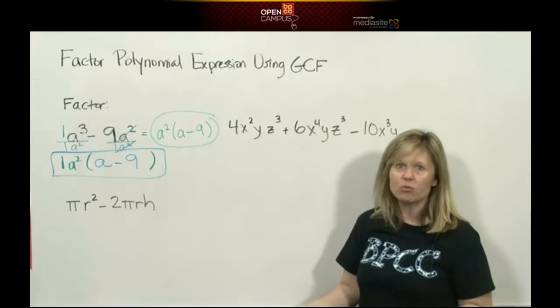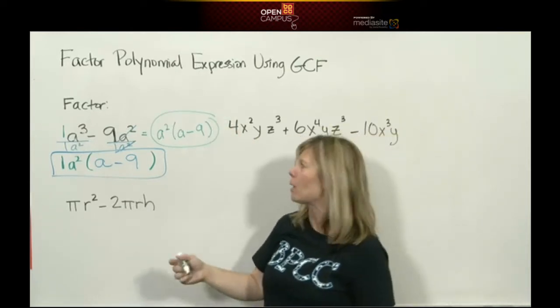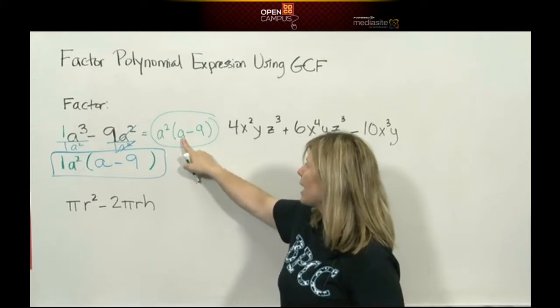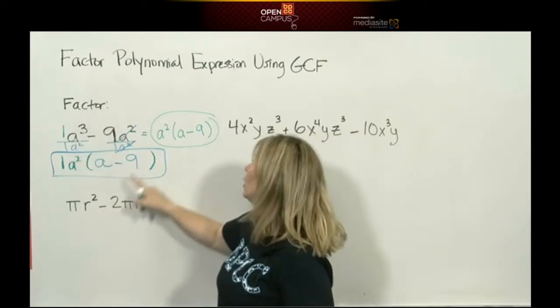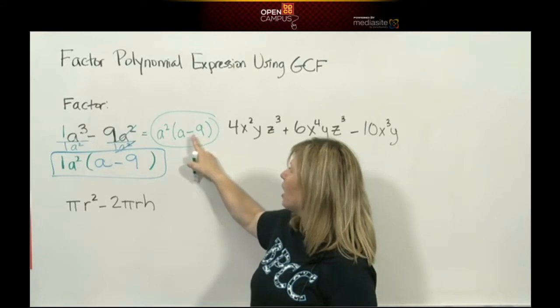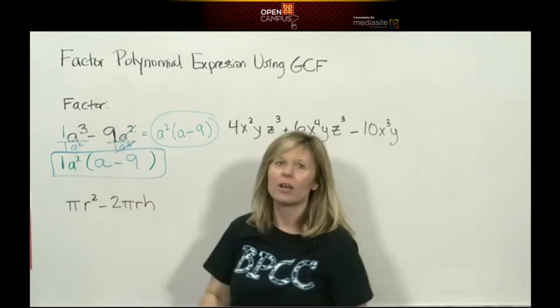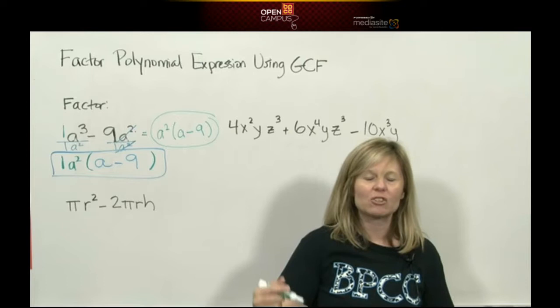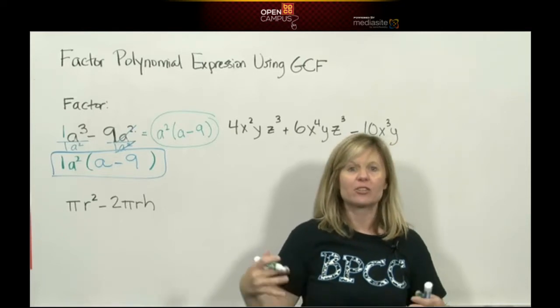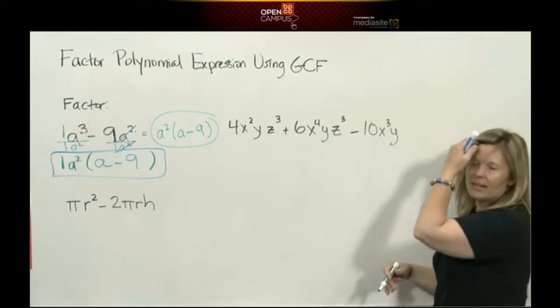Now we know that's right because we could check it by using our distributive property. What's a squared times a cubed? What's a squared times negative 9? Negative 9a squared. As long as you multiply and get back to the original expression, you factored correctly. All right, let's go to our next example.